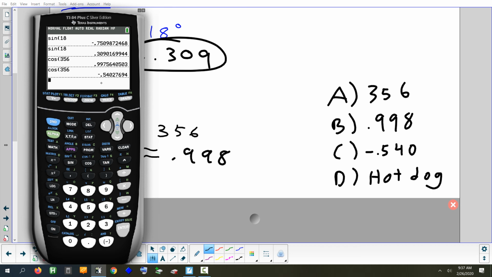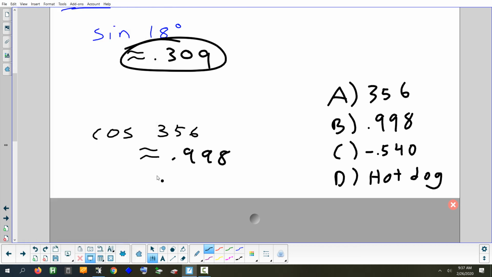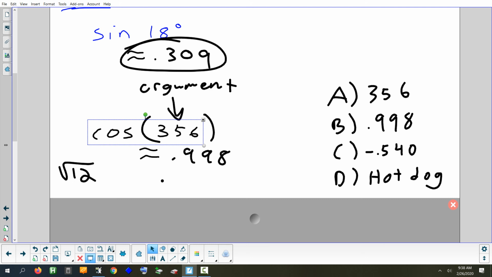All right. So you just have to be careful when you read the problem. Look at what they're putting right here. That's called the argument. The argument is just the thing you're taking the cosine of. Right? That's not multiplication. That's just the cosine of 356. Just like this. That's not multiplication. It doesn't mean square root symbol times 12. It means the square root of 12. It's just the thing you're doing to the 12. You're square rooting it. This is the thing you're doing to the 356. You're cosining it. Okay? But just check the units and make sure you're in the right units.